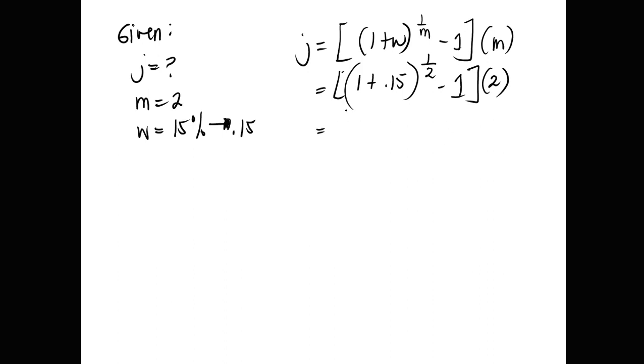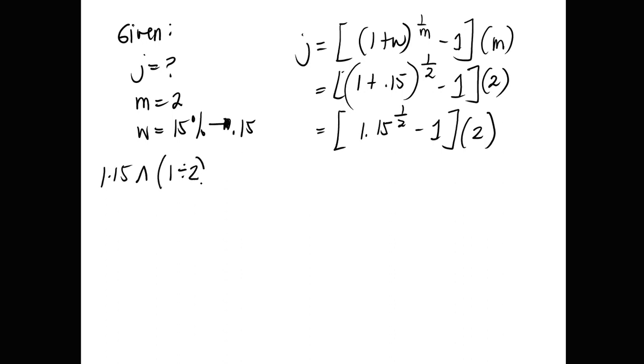So, unahin muna natin yan nasa loob ng parenthesis. We have 1 plus 0.15. Of course, that is 1.15. Raised to 1 half minus 1. And then multiplied it to 2. Next is we have E for exponent. 1.15. Okay, 1.15 raised to 1 divided by 2. Okay, yun muna. E muna po ha. We have 1.072380529. The rest po is copy. So, minus 1 times 2.